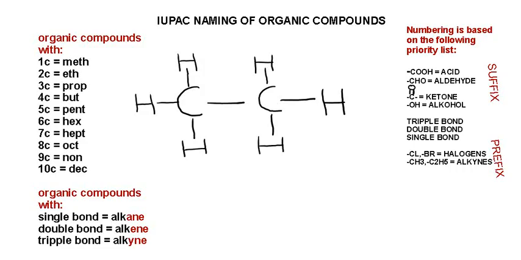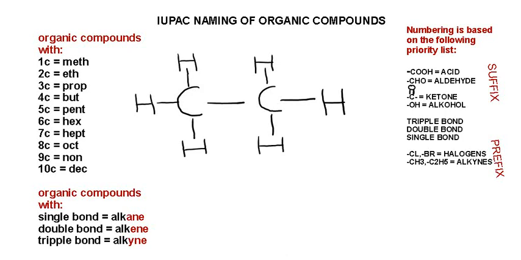Remember that in our last class, we discussed organic compounds with 1 carbon, 2 carbon, 3 carbon till 10 carbon. And I told you that an organic compound with 1 carbon is called met. With 2 carbons is called et. With 3 carbons is called prop. With 4 carbons is called but.